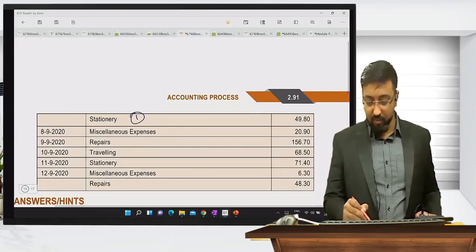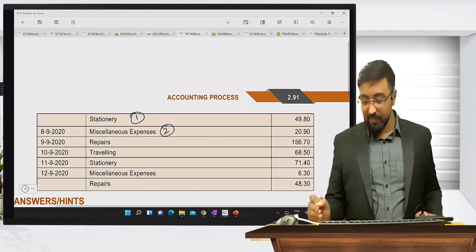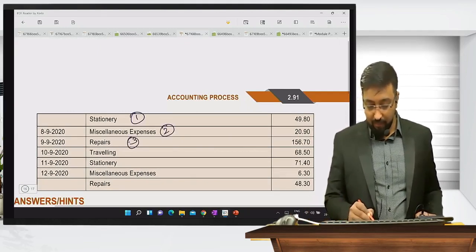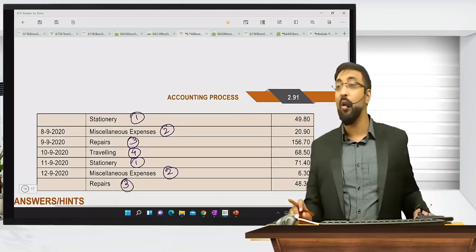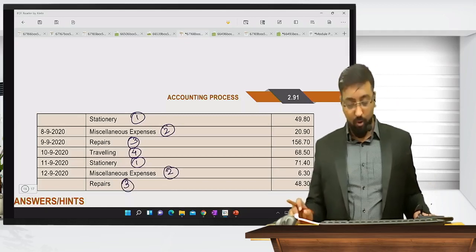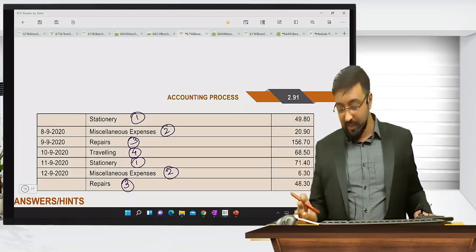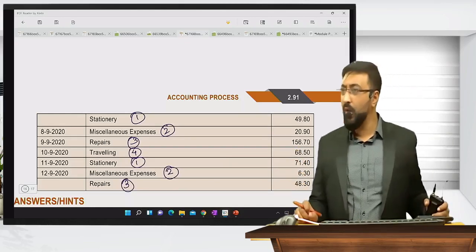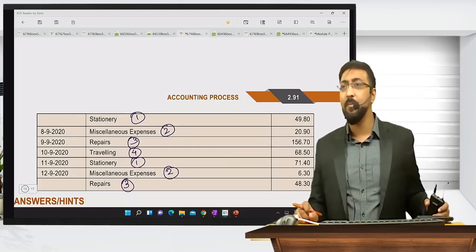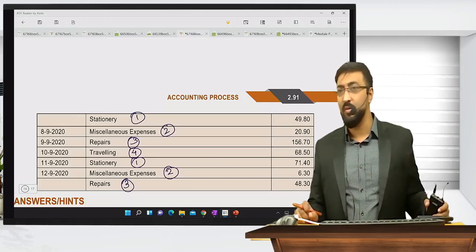Beta, stationery is the first one. Miscellaneous expense is the second. Repairs third. Traveling four. Again stationery one, miscellaneous expenses two, and repairs is the third column. So how many columns you are going to open? Four. Stationery, miscellaneous expense, repairs and traveling. Yes. Homework, very easy, nothing new in this question.